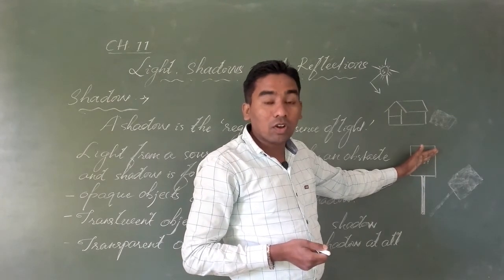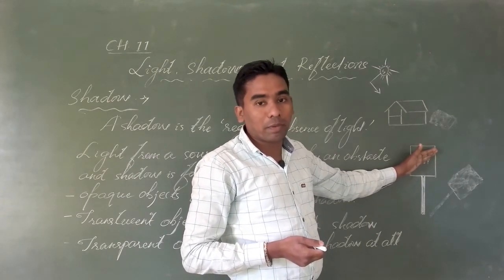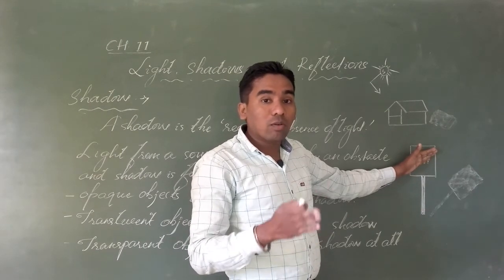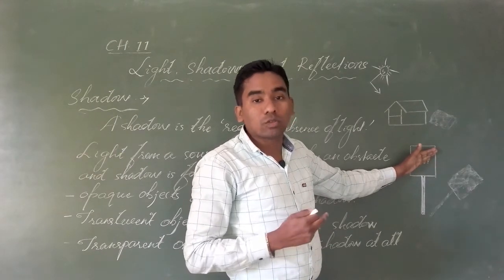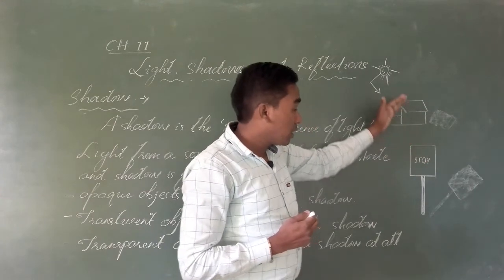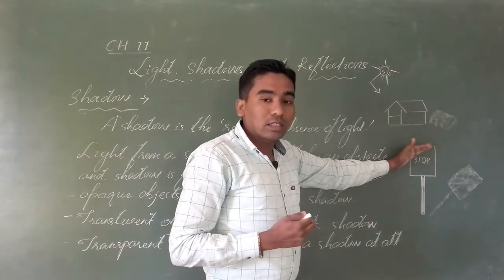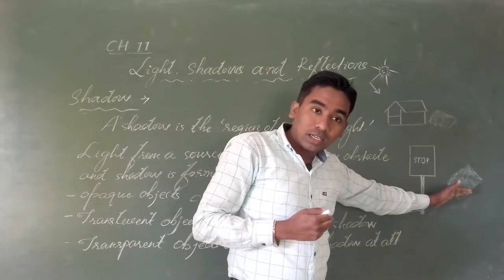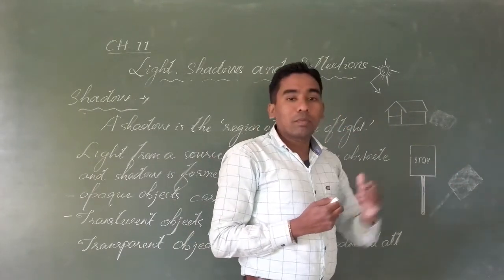Which object? Already we have discussed which object: opaque objects. Opaque objects do not allow light to pass through them. So, here due to the opaque object, the light is obstructed and does not pass to this direction, that is why a shadow is formed.